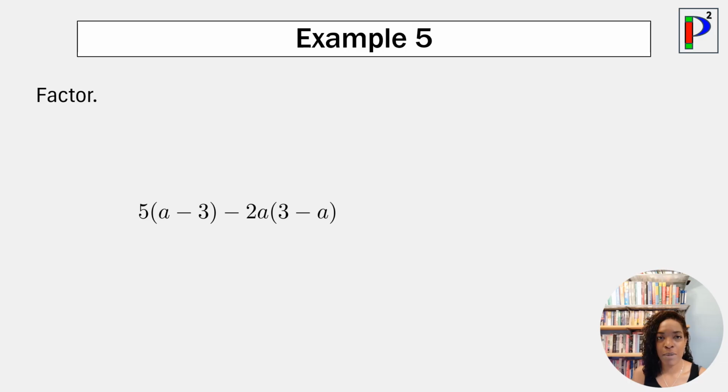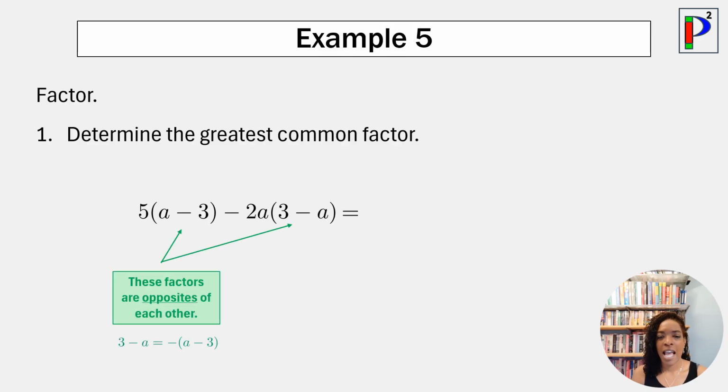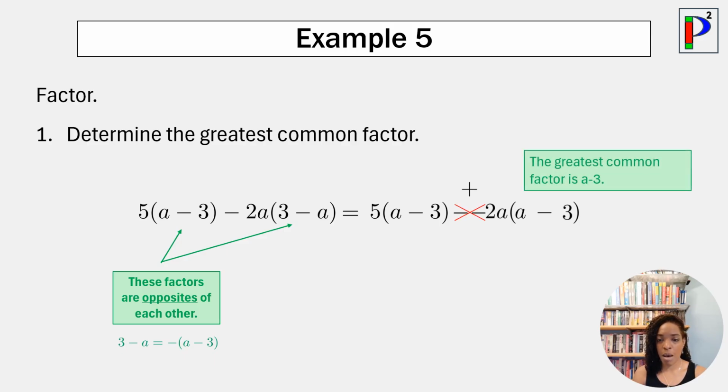Our final example, and I made it a little tricky. Do you see a greatest common factor? Not quite there, but it's close. A minus 3 and 3 minus a are opposites, so we can actually bring a negative sign out in front and switch the order of our terms. That gives us a positive sign between the two terms. There we go. Our greatest common factor is a minus 3. That is beautiful. Wow, chef's kiss.